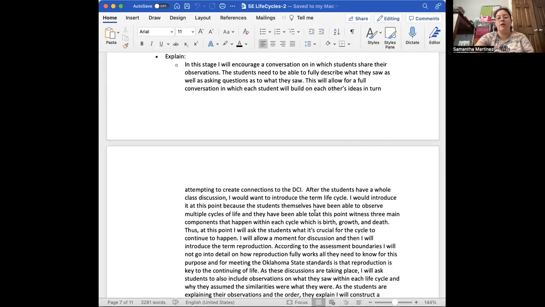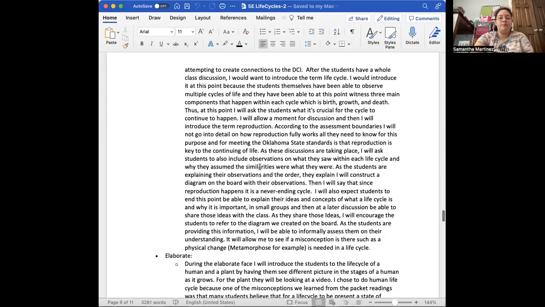So what is a life cycle? What is reproduction? Basic stuff. And then I would want them to make that connection with the birth, growth, and death primarily before we mention reproduction, because again, reproduction will be slightly mentioned.